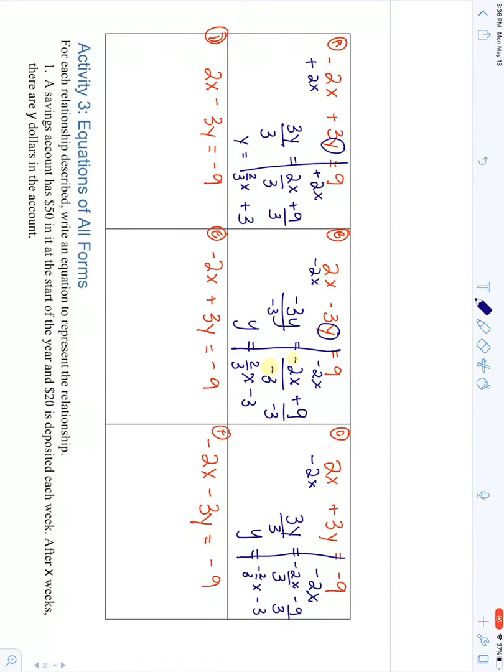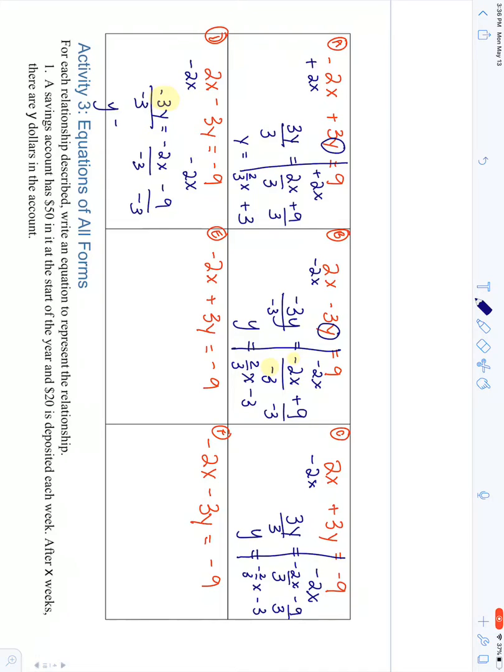Moving on to card D, I'm going to subtract 2x from both sides. And I'm left with negative 3y is equal to negative 2x minus 9. Remember, I can't combine those terms. Then I'm going to divide by negative 3 all the way across because that's my coefficient of y right here.